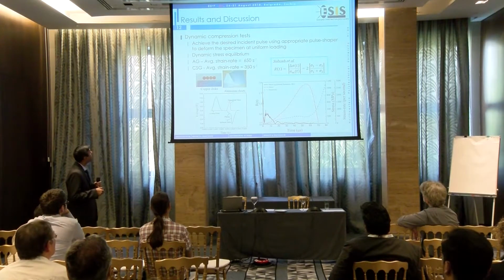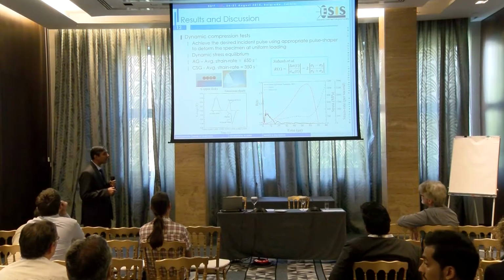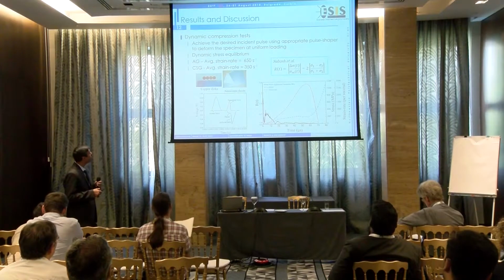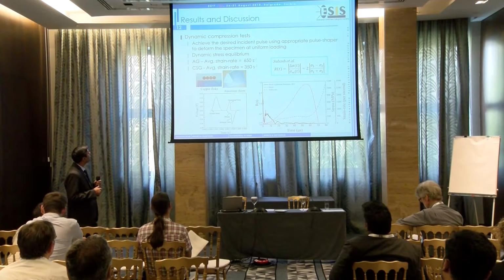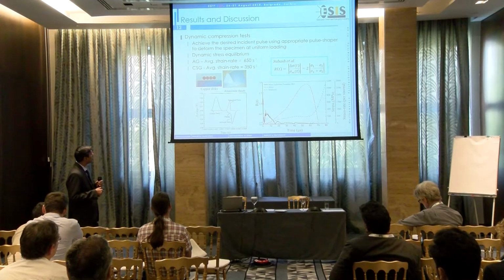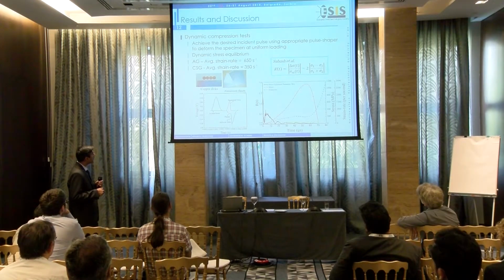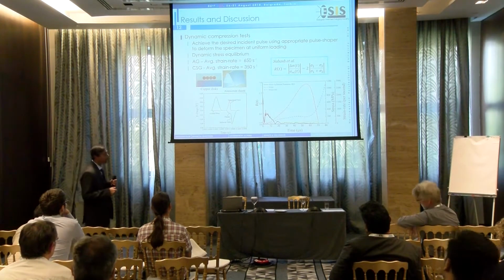Coming towards the dynamic compression test results. In the dynamic compression test, it is very important to deform the specimen at a uniform loading rate, and there should be stress equilibrium. So we have used, as I already mentioned, an appropriate pulse shaper, a combination of aluminum and copper discs. And this is the original oscilloscope record for the incident, reflected and transmitted waves. Basically this plateau region shows that the specimen is deformed uniformly before the failure. And we have also checked the dynamic equilibrium during the testing.